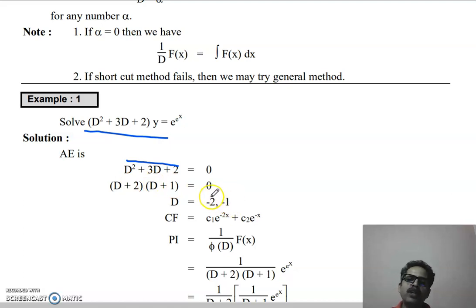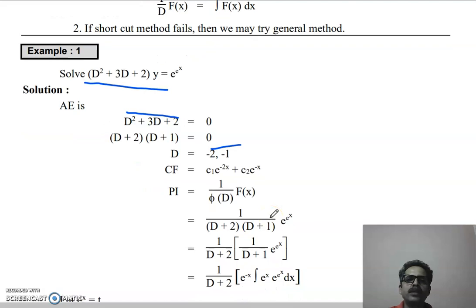What is the nature of the roots here? The roots are real and distinct. So what will be the CF? C1 e raised to the first root minus 2 into x plus C2 e raised to the second root minus 1 into x. So we obtain this CF.